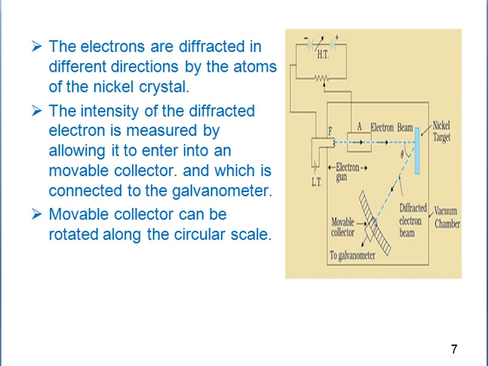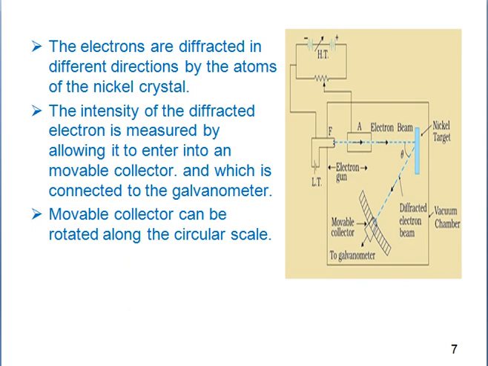Listen here, when the electron beam is incident on this nickel target, it will be diffracted. The intensity of the diffracted electrons is measured by allowing them to enter a movable collector, which is connected to the galvanometer. The movable collector can rotate along the circular scale. It will be rotating along this circular scale.